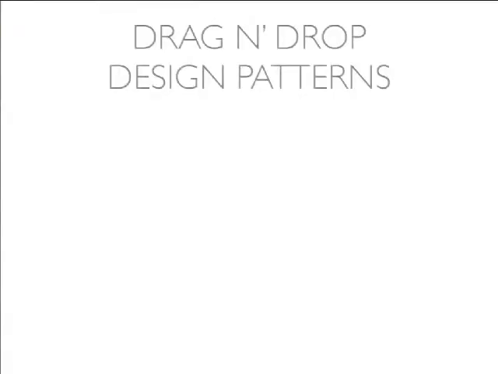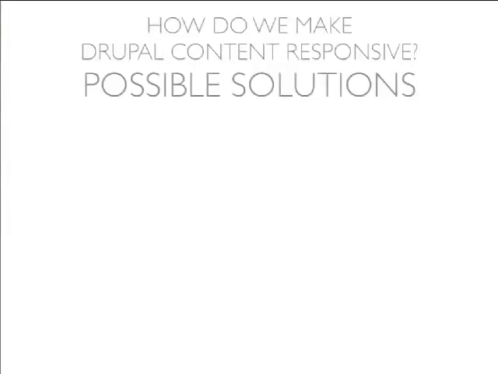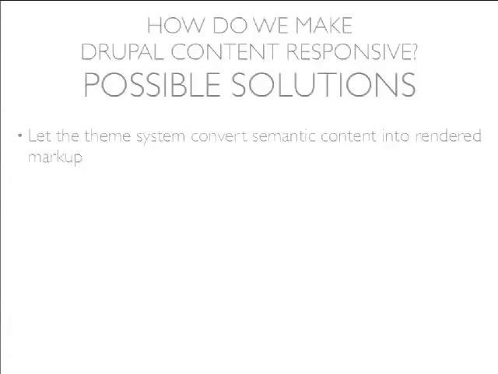So if we could have some way for... well, here we go. How do we make the actual DrupalCon content responsive? Let the theme system convert the semantic content, understand the underlying idea of what is the content that I'm sticking into this basic page, and convert it into rendered markup for whatever I happen to need. If I need it for a website, fine. If I need it for a mobile app, fine. Any kind of device that we need.